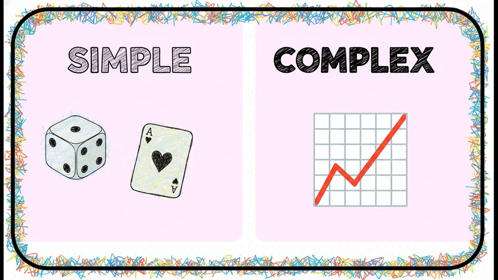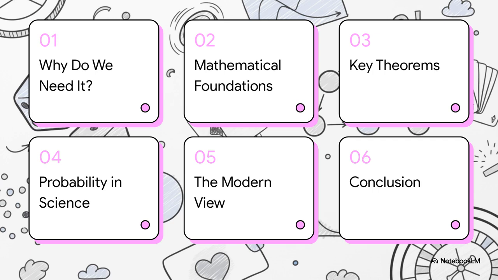The absolute genius of probability theory is that it gives us a single, powerful framework that can handle both of these. So here's our game plan for this explainer. We're going to start with why we even need this stuff, then build up the mathematical foundations. After that, we'll hit two of the most important theorems, see how it's all applied, and finally, we'll touch on the modern, really abstract view of the field before we wrap everything up.